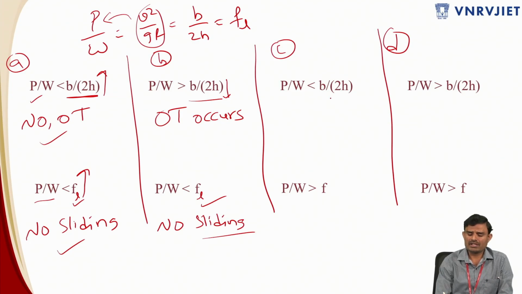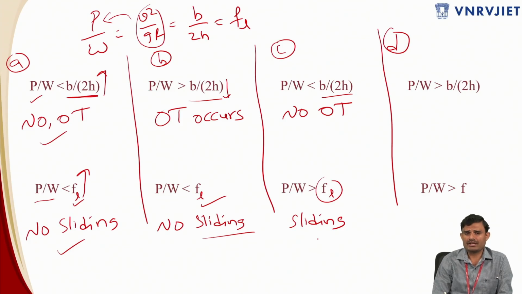If you look into the third case C, P by W is less than B by 2H, so resistance to overturning is higher, which means no overturning of your vehicle. But if you look over here, P by W is greater than FL, which means FL is less than P by W, resistance to sliding is lesser, so sliding is going to happen over here. Okay, so that is regarding the case C.